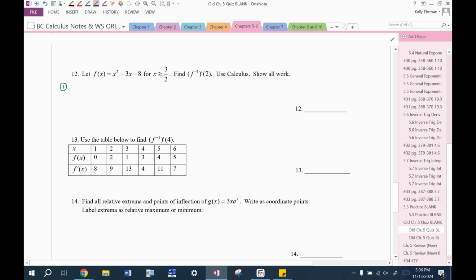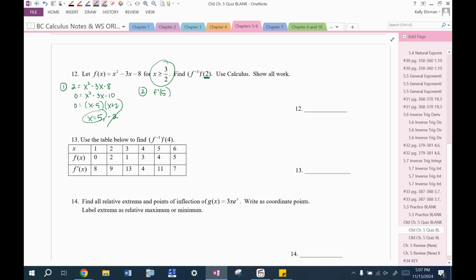So if you're trying to find the inverse derivative, the first thing to do is set your f of x equation equal to what you're trying to evaluate this as. So 2 is equal to x squared minus 3x minus 8. Get that equal to 0. This factors. And it seems like I get 2 answers for x, although remember, x is greater than or equal to 1.5, so we can't use the negative 2. We're going to use 5. Step 2 is to find f prime at 5.